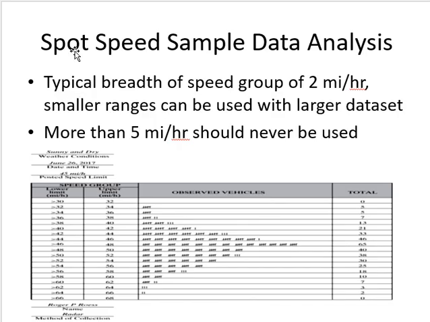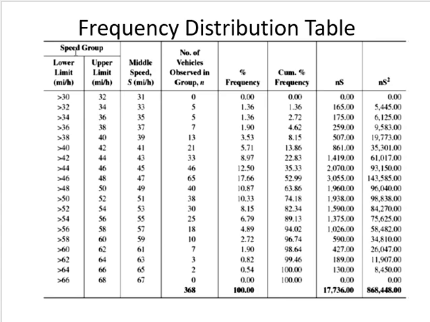But the important thing is, once you collect the data, you have to divide it into groups. You take the entire speed range and put it into smaller intervals. We call them speed groups, and for each group you have the number of observations, and we call these observations frequencies. So we have speed groups and their frequency.